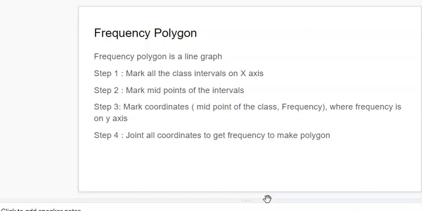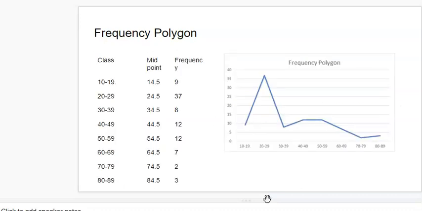Now next is the frequency polygon. To make a frequency polygon, what we do is mark the midpoint. So every point, meaning turning point on the frequency polygon, the coordinates will be given as: the midpoint of the width will be x and y will be the frequency. So this is the graph.